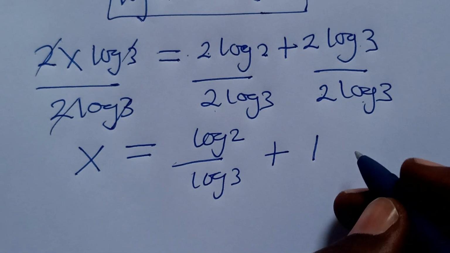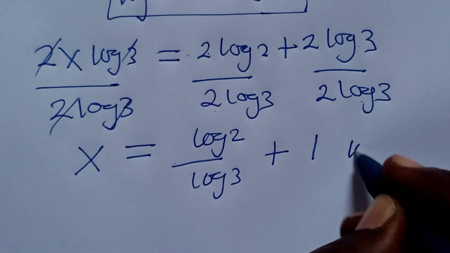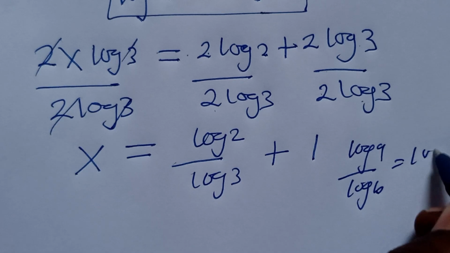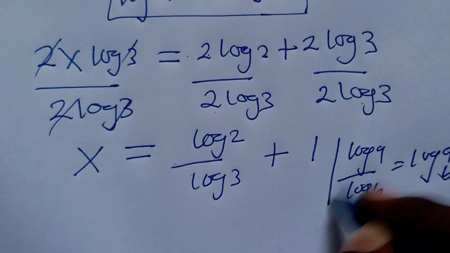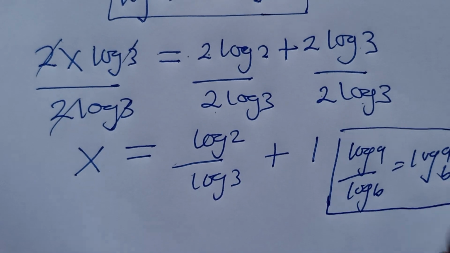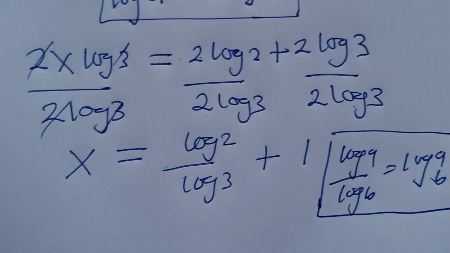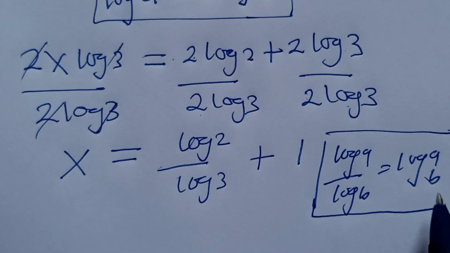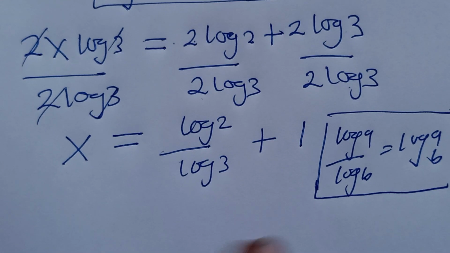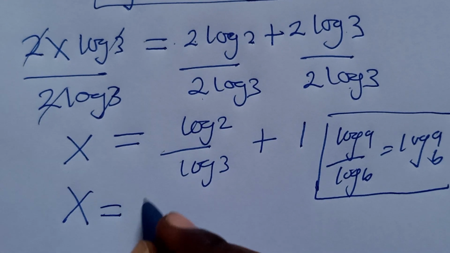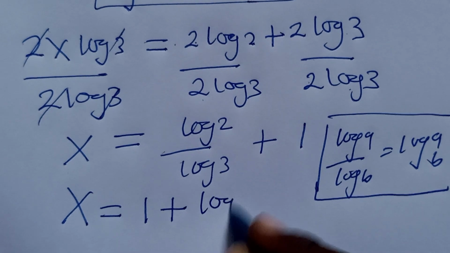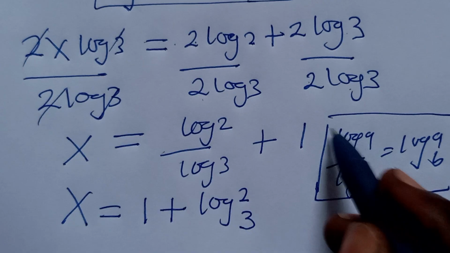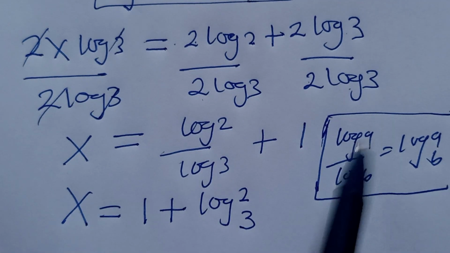And remember, when we have log a divided by log b, that's the same thing as log a base b. Remember this law of logarithms? When we are dividing log a by log b, it is the same thing as writing log a base b. So our x is equal to 1 plus log 2 base 3. So this is the value of our x after applying this law.